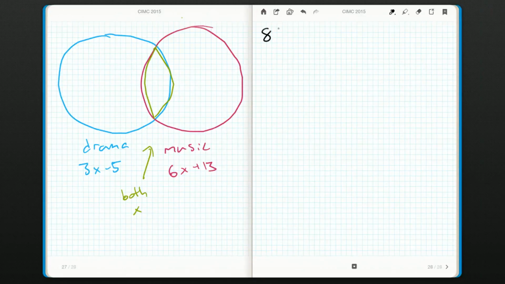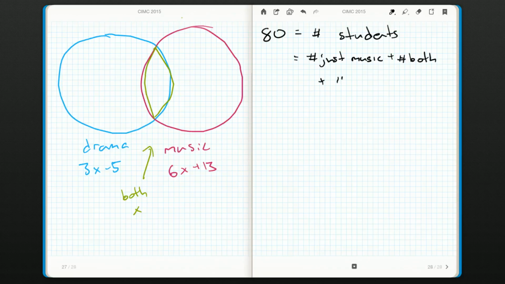So, 80 is the number of students, and that's the number just in music, plus the number who's in both, plus the number just in drama. What I'd like is to get values for each of these, just music, both, and just drama, in terms of x. Because then I'll get an expression in x set equal to 80, and hopefully we'll be able to solve for the value of x. Okay. I know how many are in both, it's x. But I don't know how many are just in music.